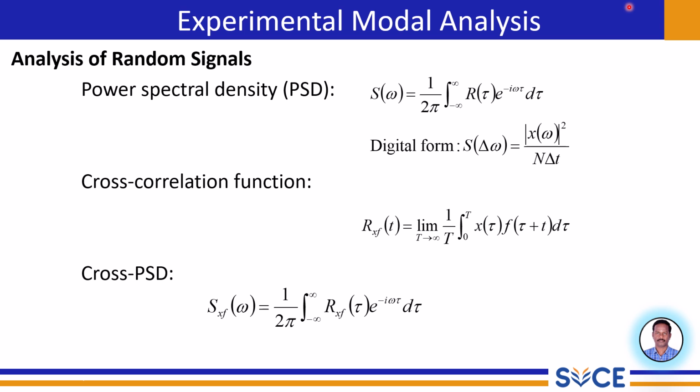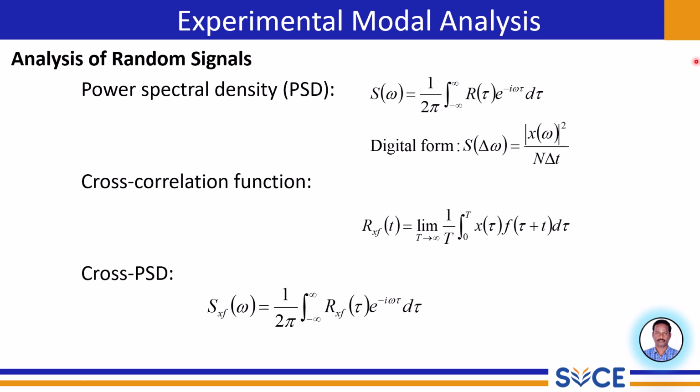Next, we move on to the cross correlation function. While autocorrelation looks at the relationship of a signal with itself, cross correlation examines the similarity between two signals, like x(t) and f(t).